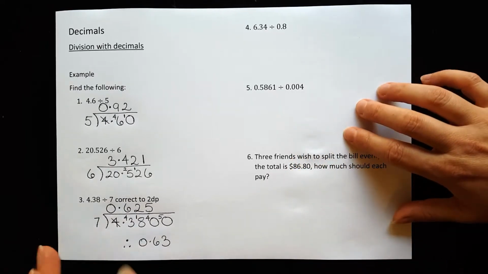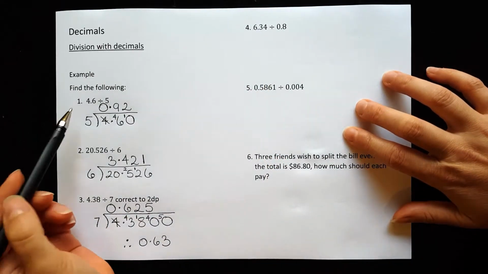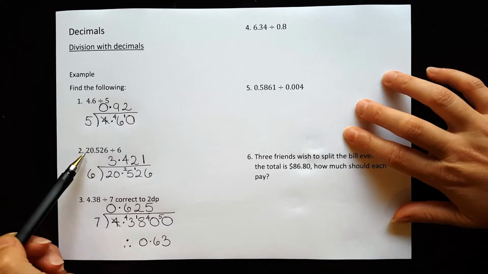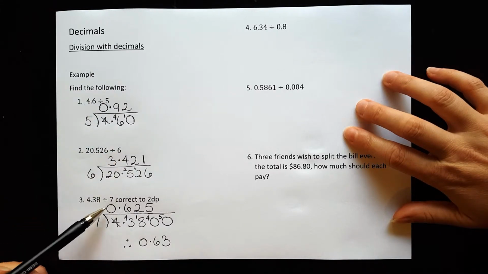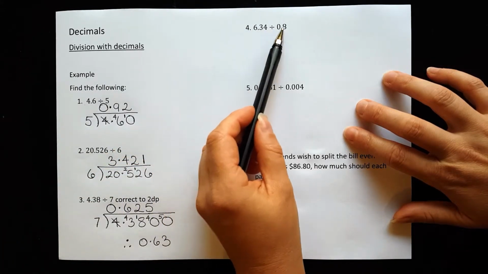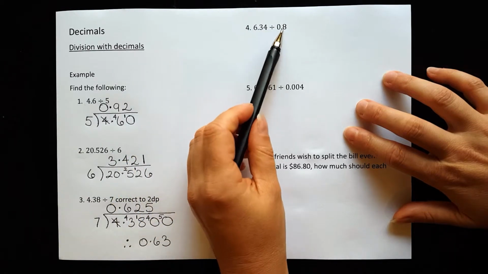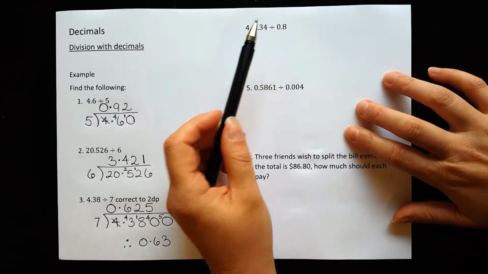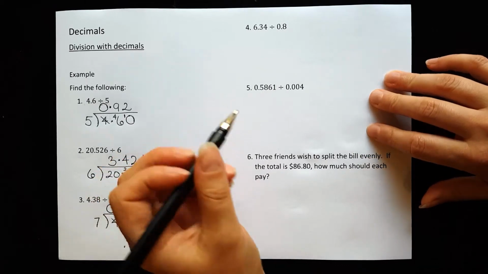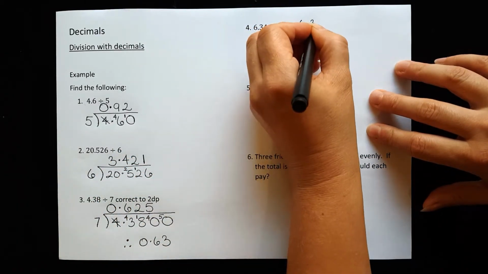Okay, now questions 4 and 5 here are a little bit different. So far, I've had a decimal number, but I've been dividing by a whole number each time for each of these first 3 questions here. In these questions, I have a decimal number divided by another decimal number. Okay, now you don't want to be dividing by a decimal number, so we have a little trick that we use first. What I'm going to do is I'm going to write 6.34.